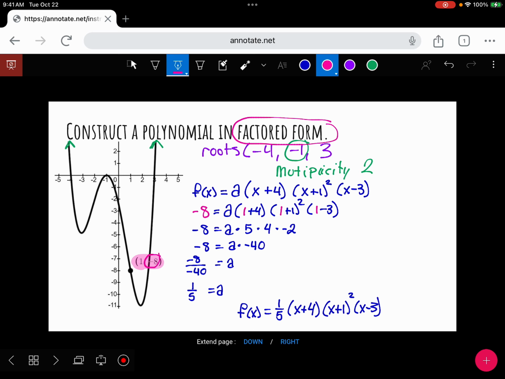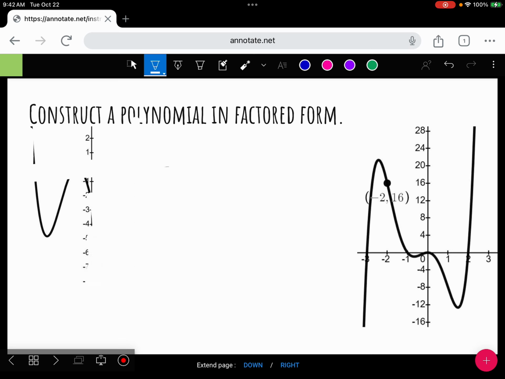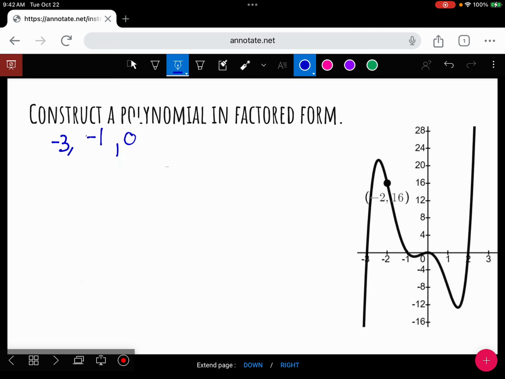Same vibe on the next one. Questions on this one? Let's do this one then. Where are our roots? Negative 3, negative 1, 0, and 2.